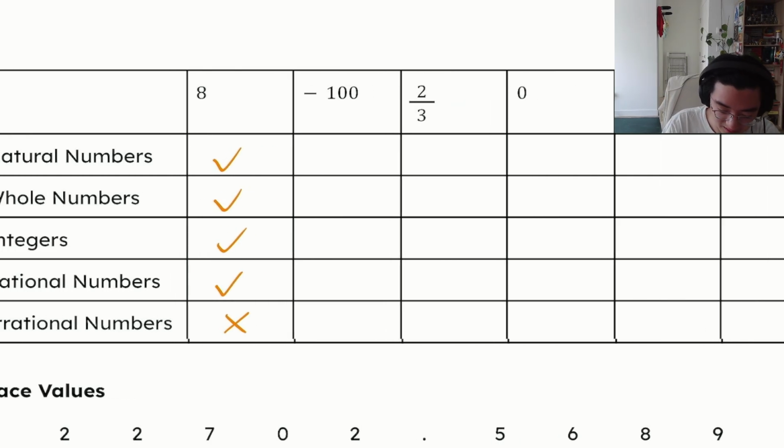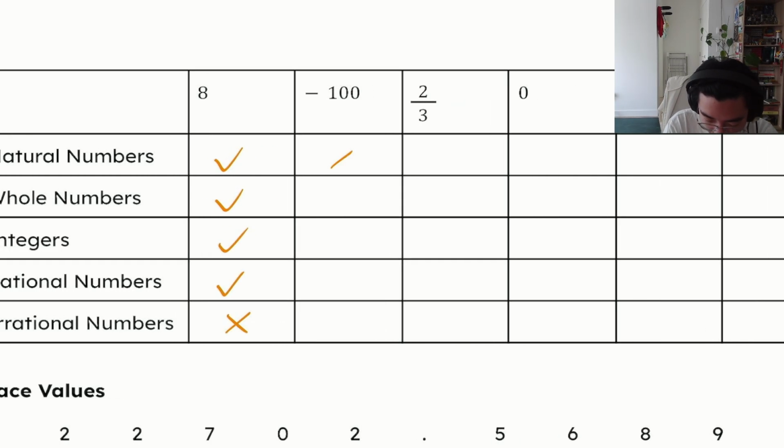Okay, how about negative 100? Natural, not natural. We do not count with negative 100. Remember, it's 1 and up. Whole number, also not a whole number. Whole numbers are 0 and up. Integer, definitely an integer. It's a negative whole number. Rational, definitely. It has a decimal that ends, or it's a fraction. Negative 100 is just negative 100 over 1. Irrational, not irrational.